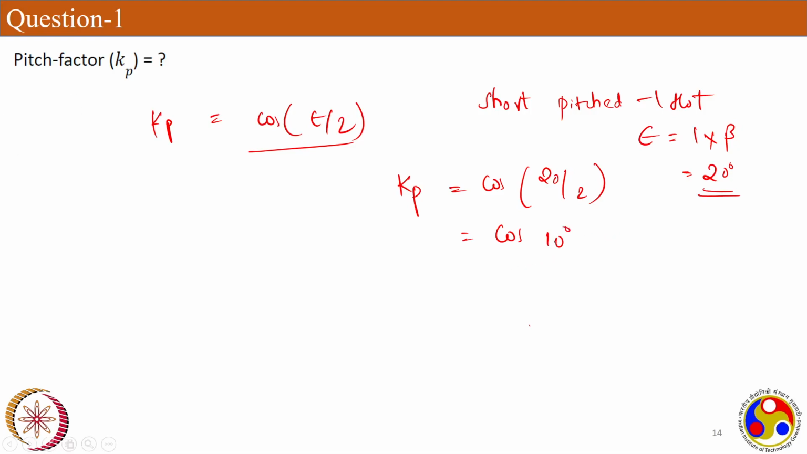What's cos 10? Someone tell me what the cos 10 is. Cos 10 is 0.9848. So you can relate it now, right? If you are short pitching by one slot, a 0.98 factor will be multiplied to the voltage. So the voltage will be 0.98 times the voltage, reduced by this particular factor. That is the pitch factor.